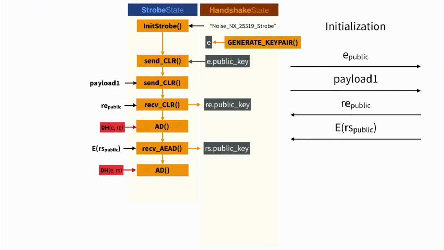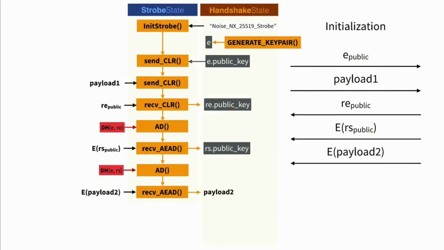Now we can do a new Diffie-Hellman with that static key that we just received, and we absorb it with this AD function, and then we receive a payload that we can decrypt with this receive AAD function. And that's about it. That's the same handshake that I went through previously, simplified by Strobe here. If you had to implement that, it looks easier, right, compared to the previous diagram.